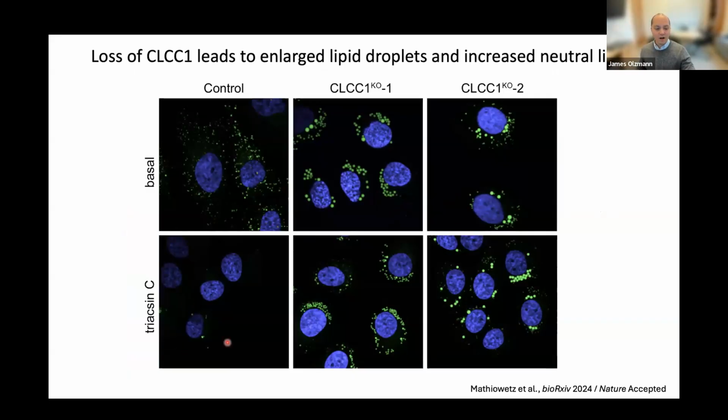If we stimulate lipolysis by treating with an acyl-CoA synthetase inhibitor called triacsin C, in our control lines we consume all the droplets, but these droplets are very stable in our two knockouts. At the time, we thought maybe CLCC1 was a regulator of ATGL, a regulator of lipolysis. But we see that it's operating through a very different mechanism, which I'll tell you about in the next few slides. So these were in cancer cell lines.